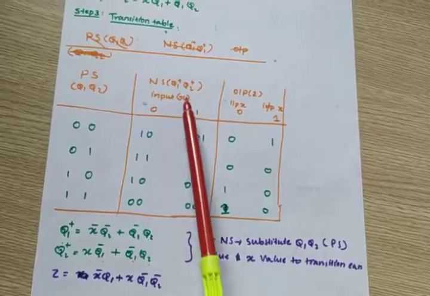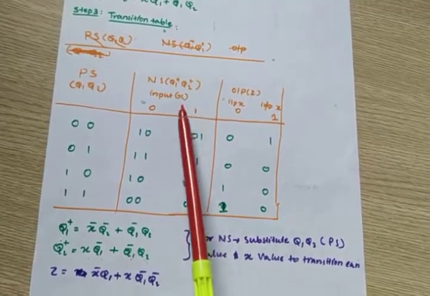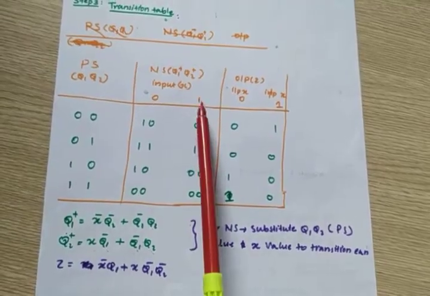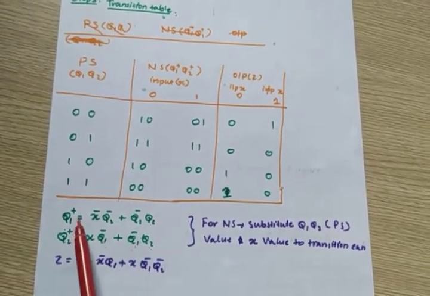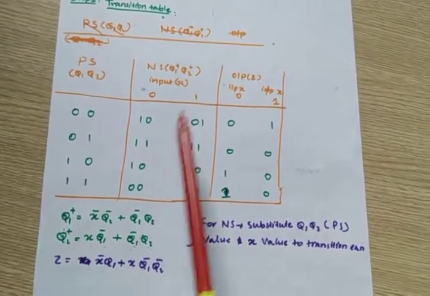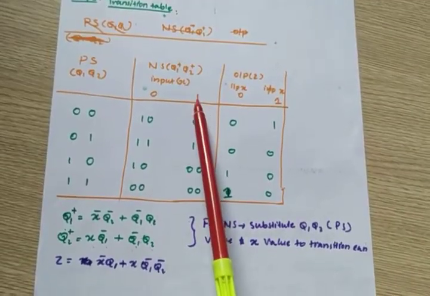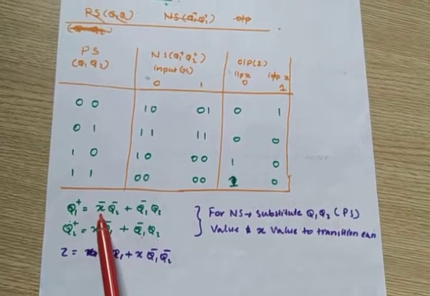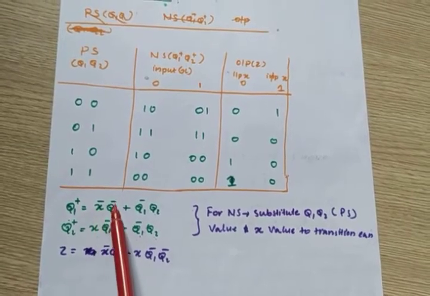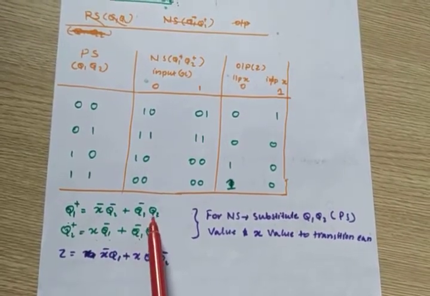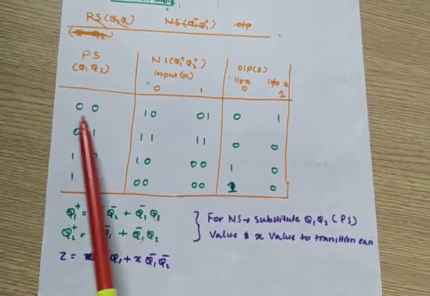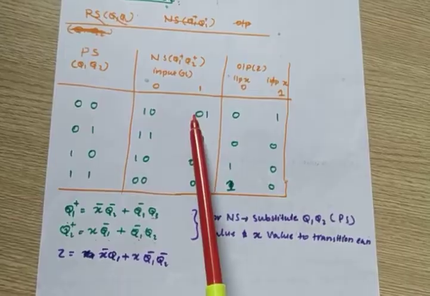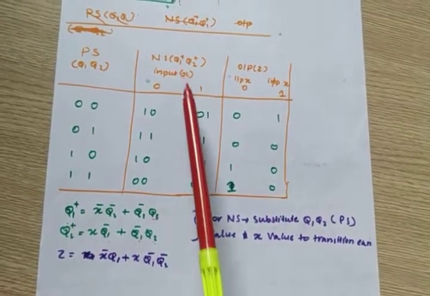And what about 1 input? For that you again check this equation for 1 input. Now this time x is 1, so you put x equal to 1. At x bar this time is 0, and in q1 bar q2, q1 bar is 1, q2 is 0, so this term is 0. 0 plus 0 is 0 for q1 plus, so q1 plus is 0.